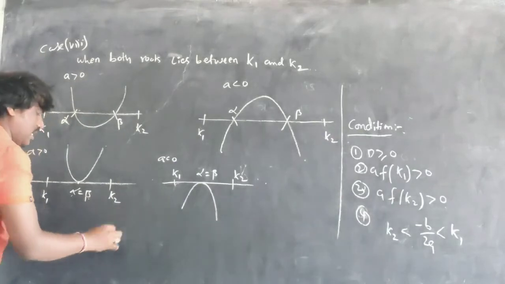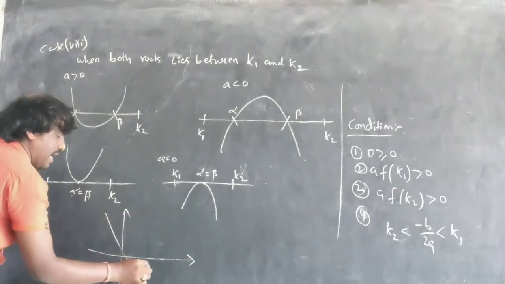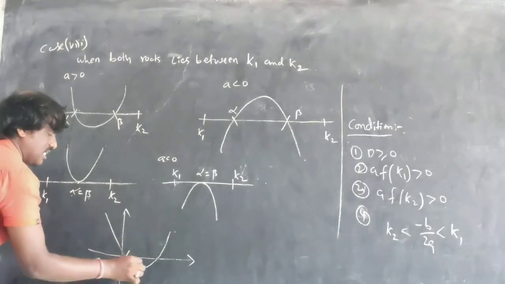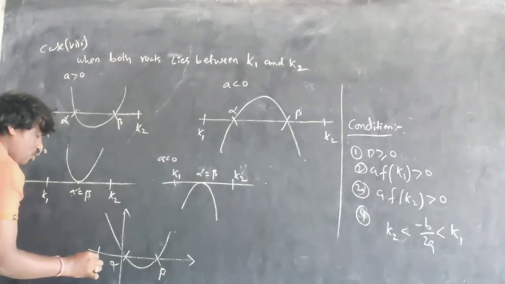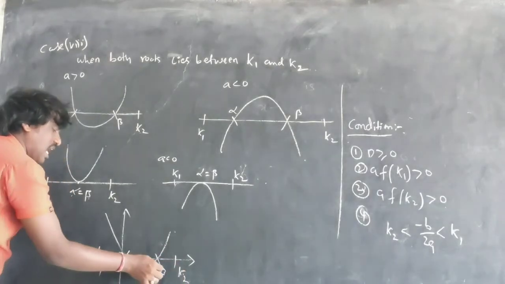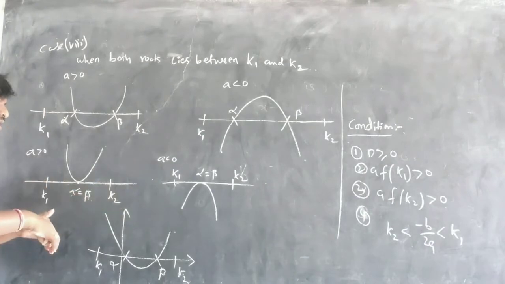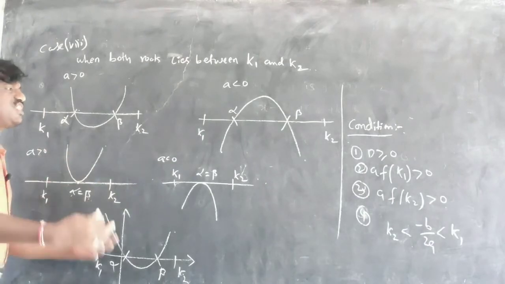Means what I want to say here, you have an x-axis and a y-axis. There is a parabola which is cutting the x-axis. There are two fixed numbers k1 and k2, and between these numbers alpha and beta lie. The roots lie between k1 and k2. Then what are the necessary and sufficient conditions?